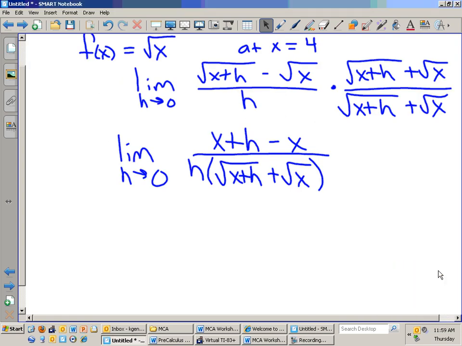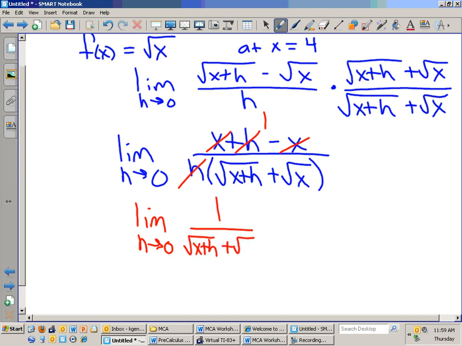Okay, so this is the example, and you can see that you multiply by the conjugate, and what's going to happen is it's going to open up the roots on top so that your x's cancel, and your h's cancel, leaving you with what on the top? 1. So we have the limit as h approaches 0 of 1 over the square root of x plus h plus the square root of x.